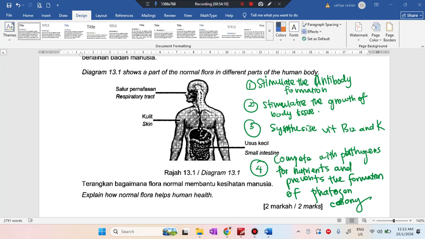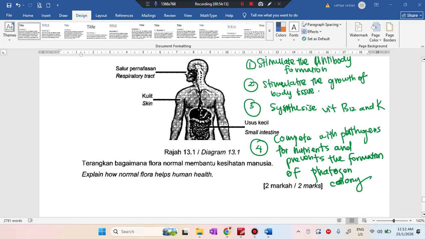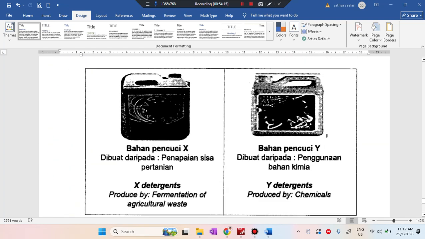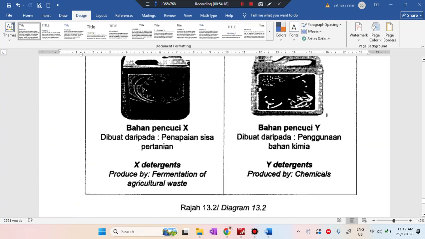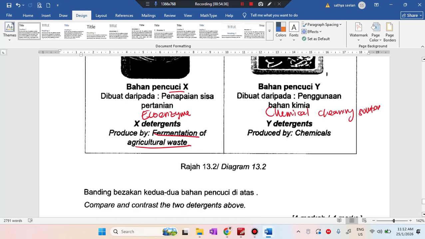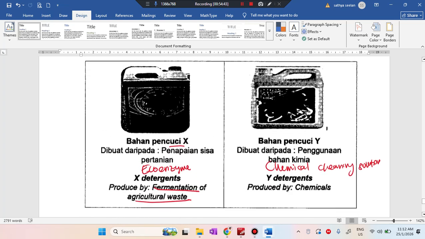Good. Very good. Okay, now this one. This one, bahan pencuci X: fermentation of agriculture waste. That means this is ecoenzyme. Right. This is the chemical cleaning solution, detergent. Okay, now they ask to compare and contrast. That means we must give similarities and also differences. So what are the similarities?